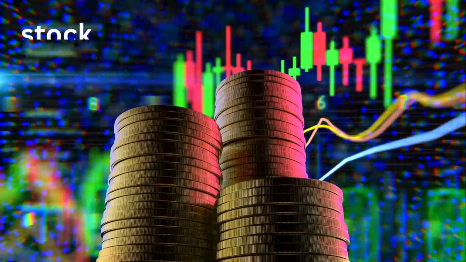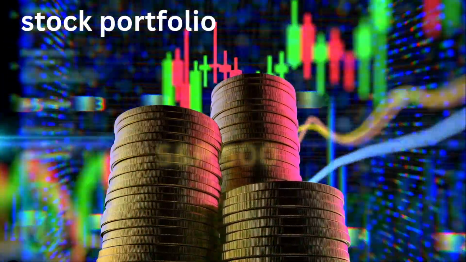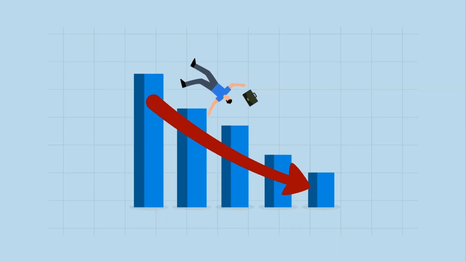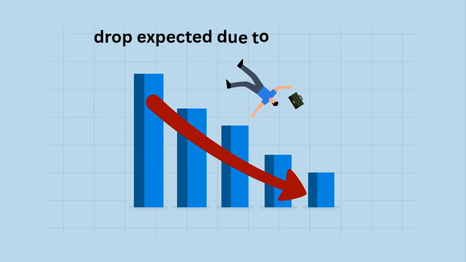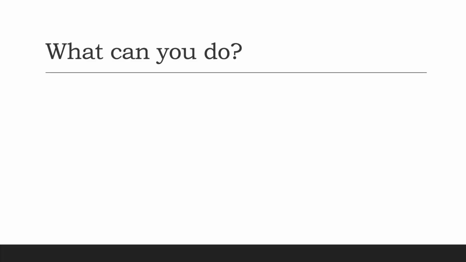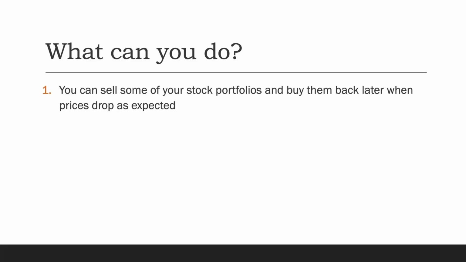Suppose you're holding a stock portfolio that tracks the S&P 500 index in some way. However, research shows that the stock market might come down due to some noise in the energy markets, for example. So what can you do? Well, you can sell some of your stocks and buy them back later when prices drop as expected.